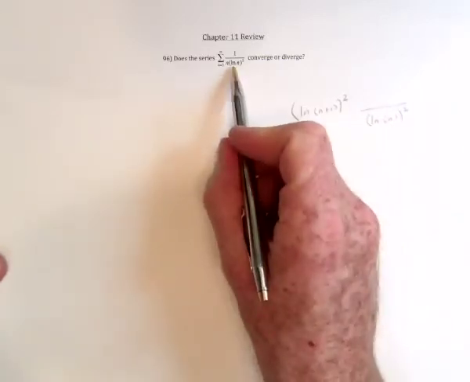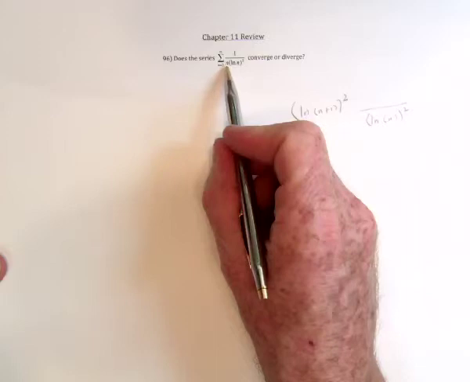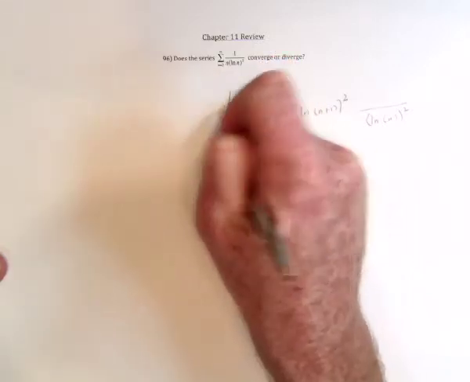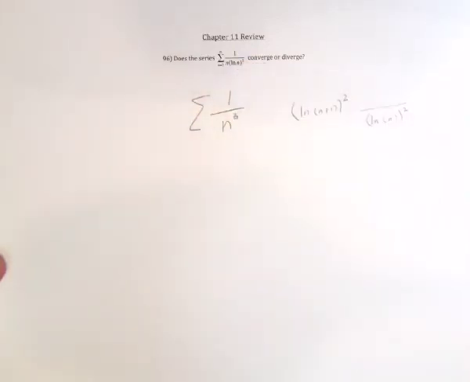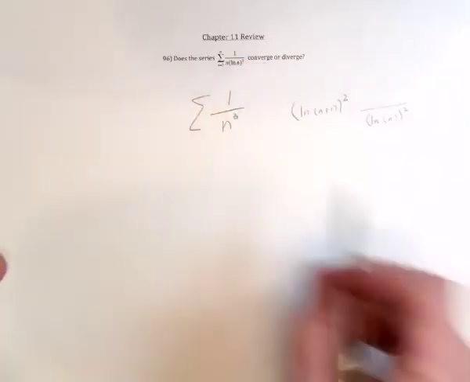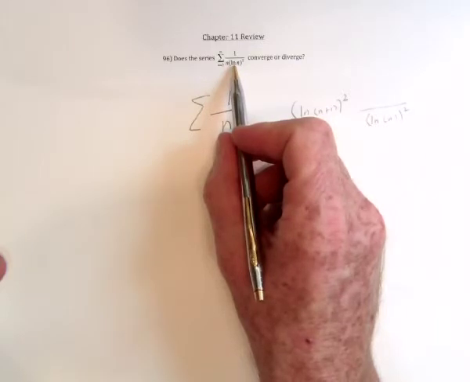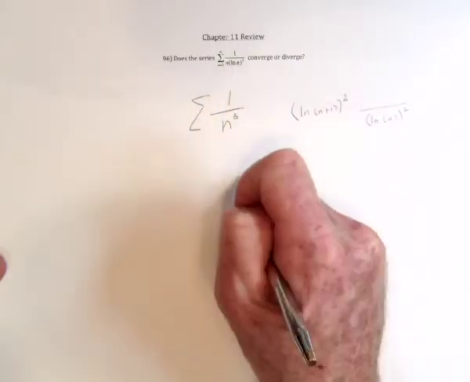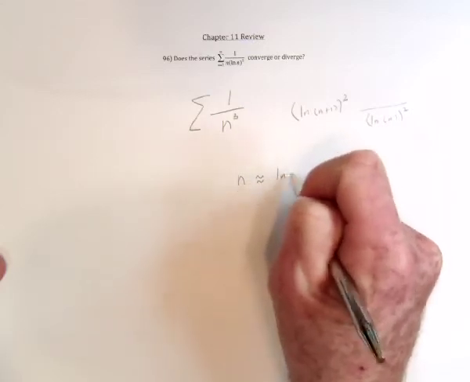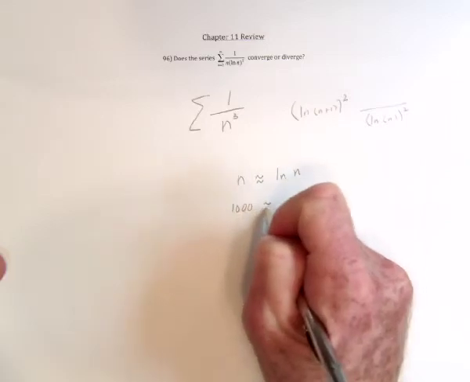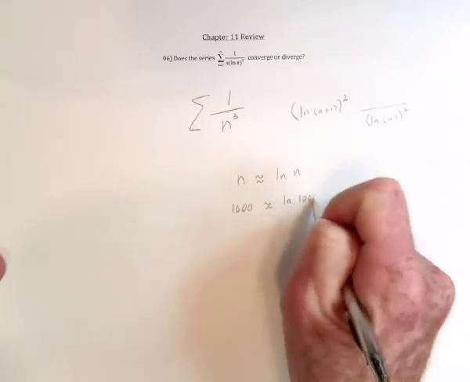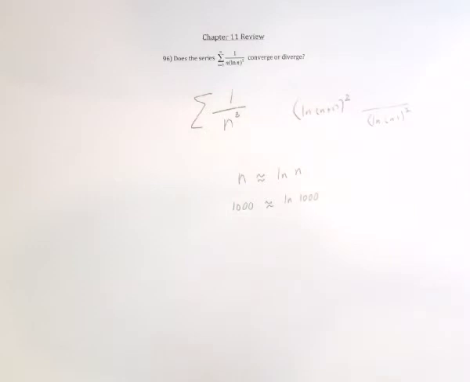Well, we could try a comparison and say, maybe this is sort of like having n squared and then n. So maybe this series is like this series, which converges. But the thing is, I'm saying natural log of n is approximately equal to n. Is n approximately equal to the natural log of n? If you had 1,000, is that approximately the same as the natural log of 1,000? I don't think so.